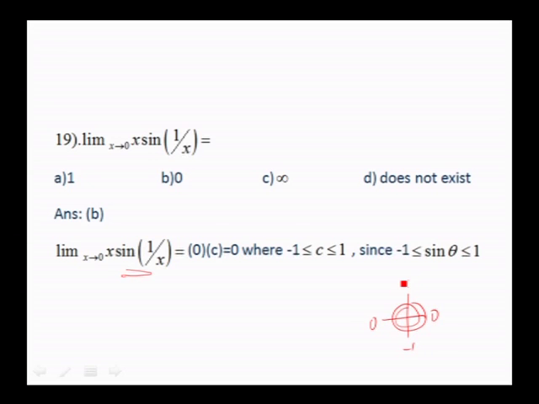Sin theta and cos theta always lie between -1 and +1. Therefore, if we take this sin 1/x value as c, where c is some value between -1 and +1, because -1 is less than or equal to sin theta less than or equal to 1. Therefore, x tends to 0, sin 1/x value as x tends to 0, it becomes c. 0 into c is 0. So answer is B, 0. Option B is the answer.